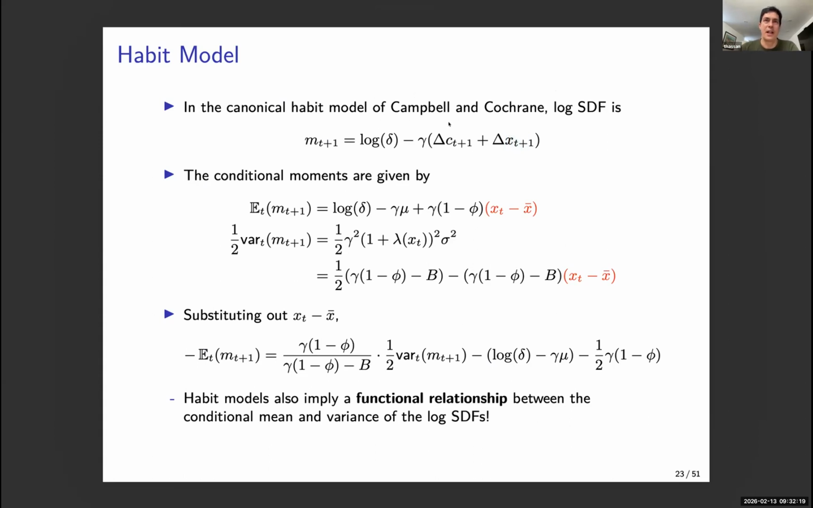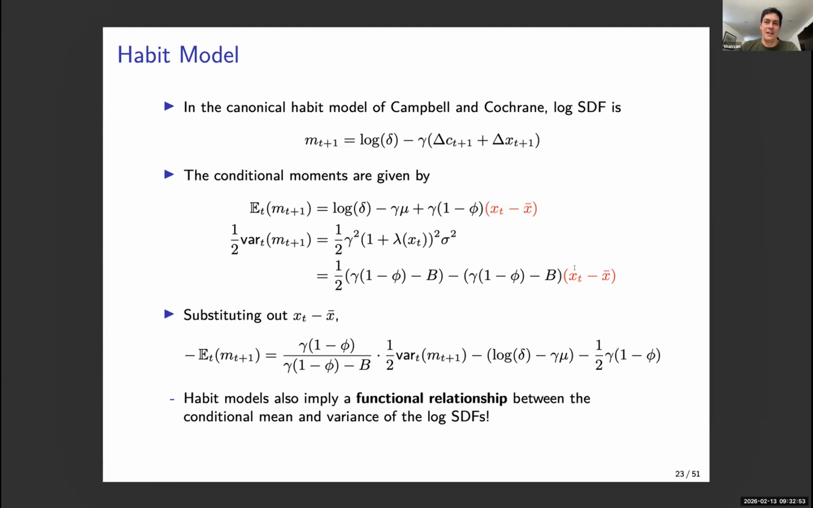If you have a Campbell and Cochrane type habit model, log of M is going to look like this. It's going to be a function of consumption growth and also habit growth. If you remember, in the long run risk model, we did E of M and variance of M, and there was a weird thing, which was the expected variance of the continuation utility that linked the two. Well, the same is true in the habit model. It's not the expected variance of the continuation utility, but how far you are from the habit level.